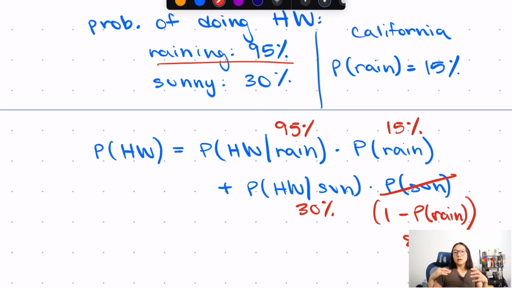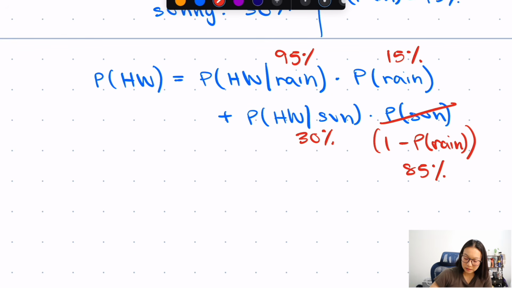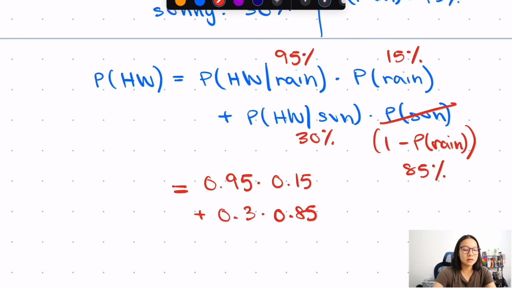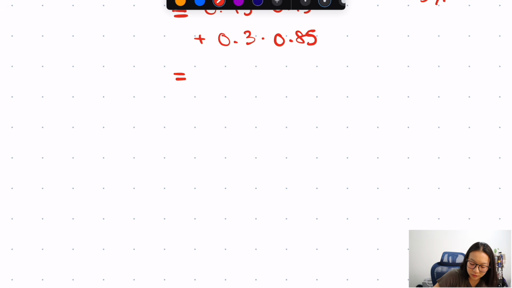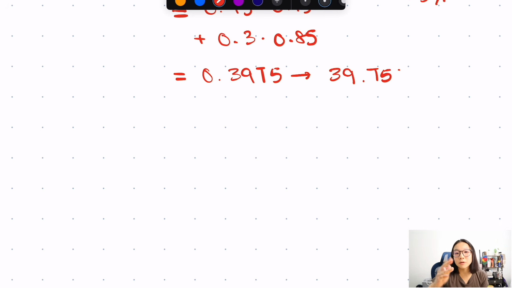So now, I can all of a sudden solve for the probability that I'm doing homework on a given day. And that equals 0.95 times 0.15 plus 0.3 times 0.85, which if you plug that into a calculator, this comes out to 0.3975, or approximately a 39.75% chance. So 40% chance that I'm doing my homework on a given day.